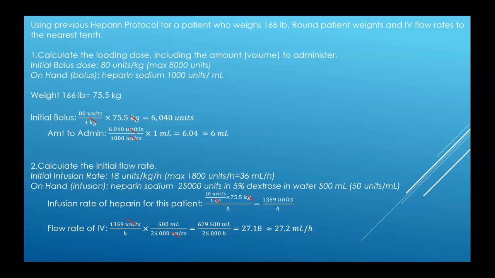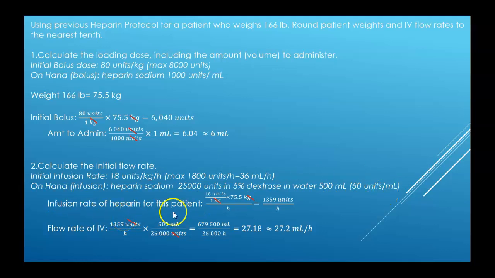The initial flow rate, according to our previous heparin protocol, is 18 units per kilogram per hour. And the on-hand amount for the infusion is the heparin sodium 25,000 units in 5% dextrose and water, 500 milliliters, which the 25,000 over 500 reduces to 50 over 1.